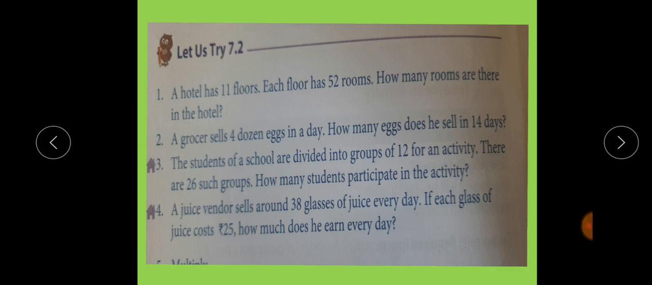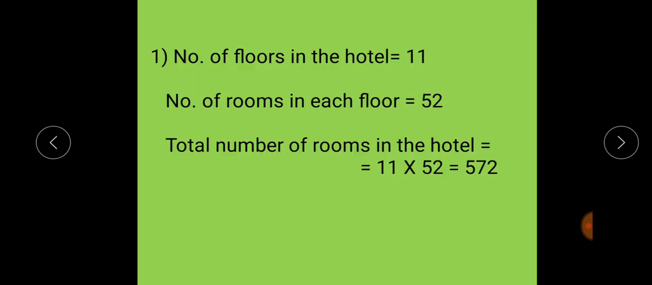Today we are discussing a few word problems in Lesson 7, more on multiplication. Exercise 7.2, page number 8. First question: a hotel has 11 floors. Each floor has 52 rooms. How many rooms are there in the hotel?